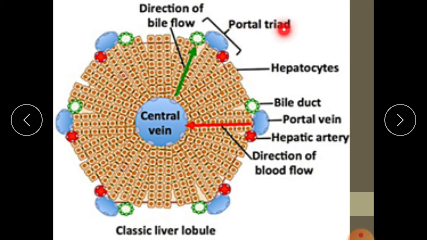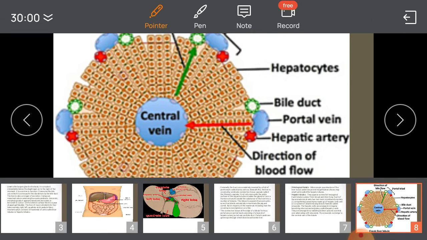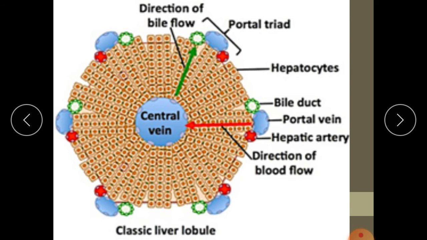What is this? Portal triad. And this is what? Central vein. From the central vein, the bile is moving towards the portal triad, whereas to the central vein, blood is moving from the portal vein and hepatic artery. So each portal triad is composed of bile duct, portal vein, hepatic artery.